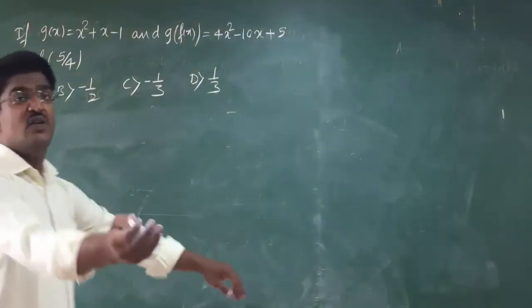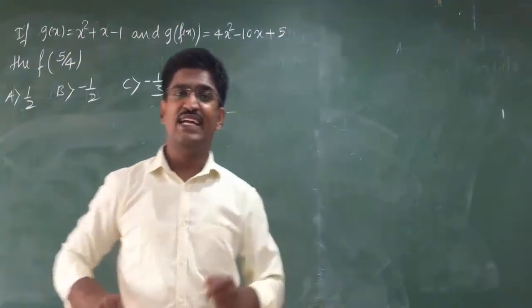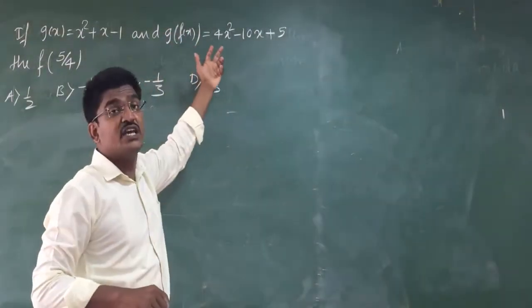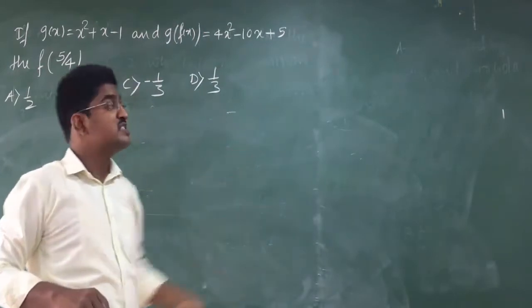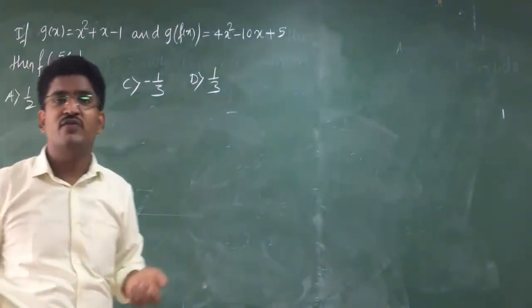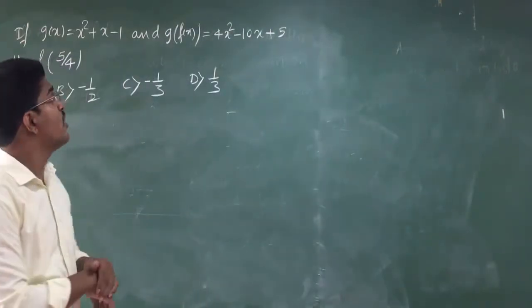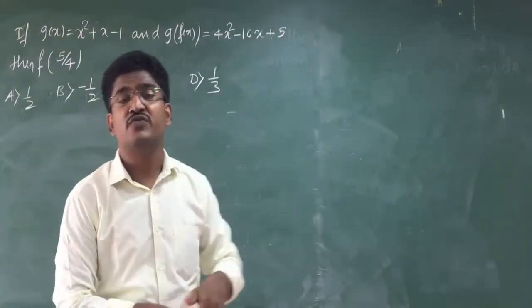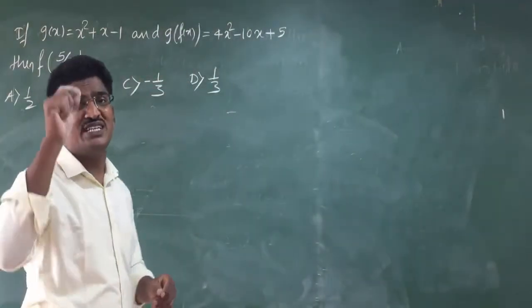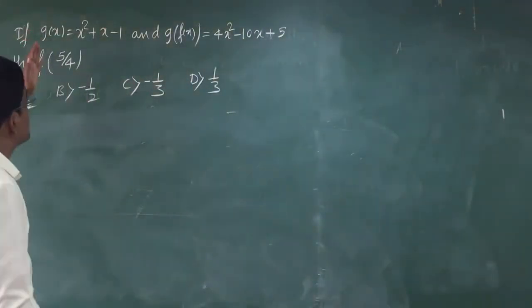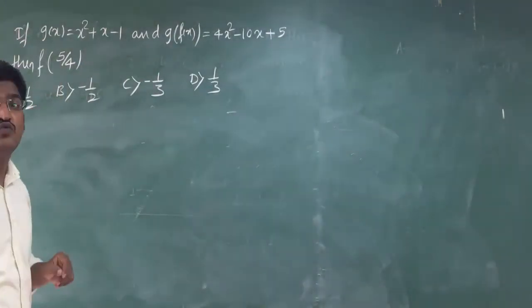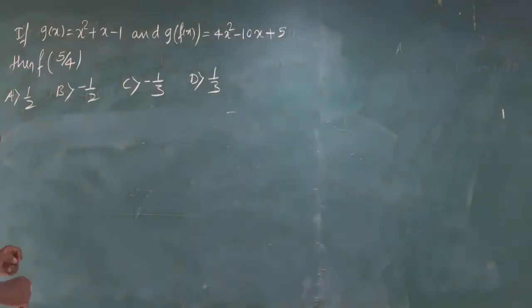Okay. Now let us go to the second question: g of x is given, and g of f of x equal to 4x square minus 10x plus 5. Then they are asking for f of 5 by 4. Very beautiful question from composition of functions, that is of your calculus part. The composition of the function is given, g of x is also given. They need f of 5 by 4.